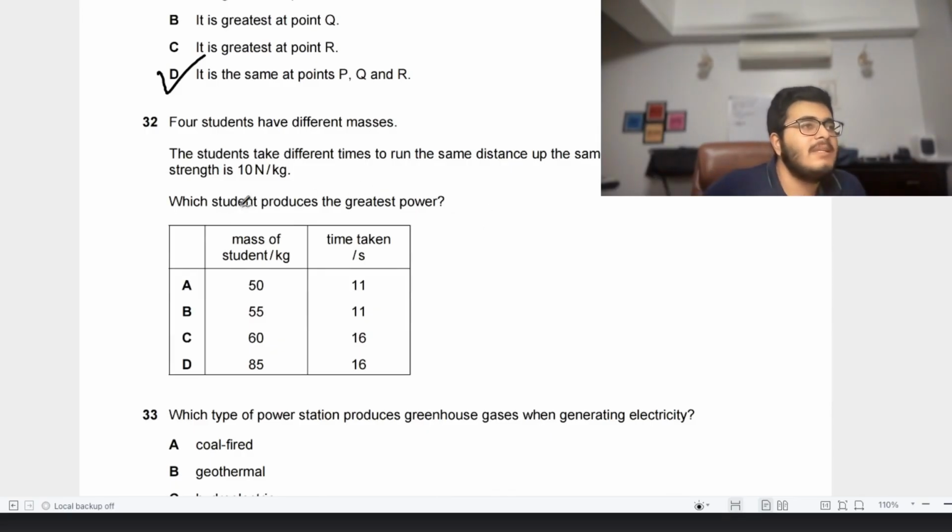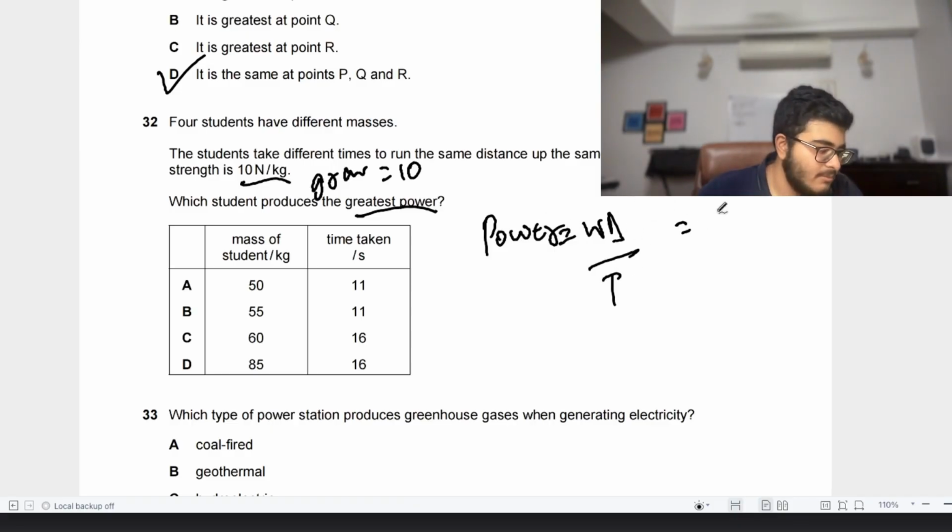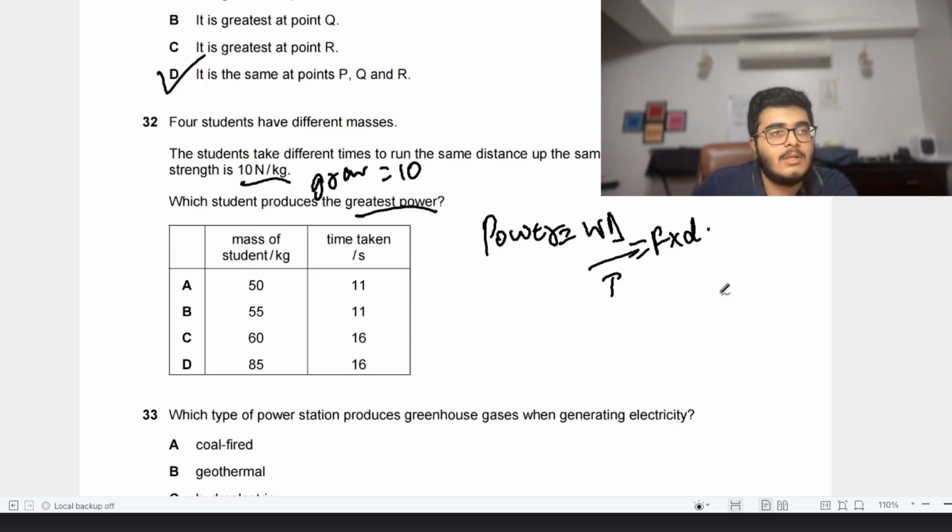Now we have the gravitational field. So gravity is given to be 10, right? Mass is given, time is given. So we need to calculate which produces the greatest power. So power is nothing but work done upon time, right? Work done is nothing but force into displacement. Force is nothing but mass into acceleration, into displacement.